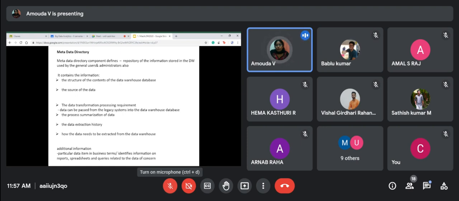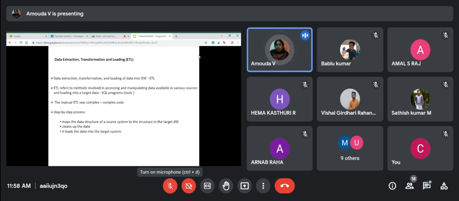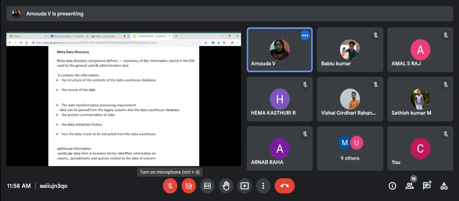Then data extraction is how do we extract the data from different sources. Then how the data needs to be extracted from the data. All this information is there in the metadata. If some manager or some higher authority or the programmer comes, he should know what formalities were followed to construct this data warehouse. Otherwise, it's very difficult to continue. Okay? And there is additional information in the metadata also. Many things are given.